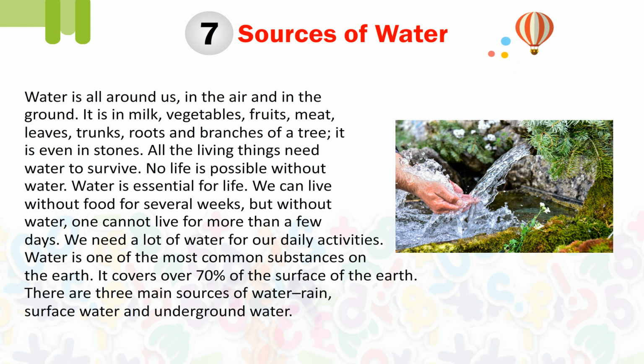Water is one of the most common substances on the earth. It covers over 70% of the surface of the earth. There are three main sources of water: rain, surface water and underground water.